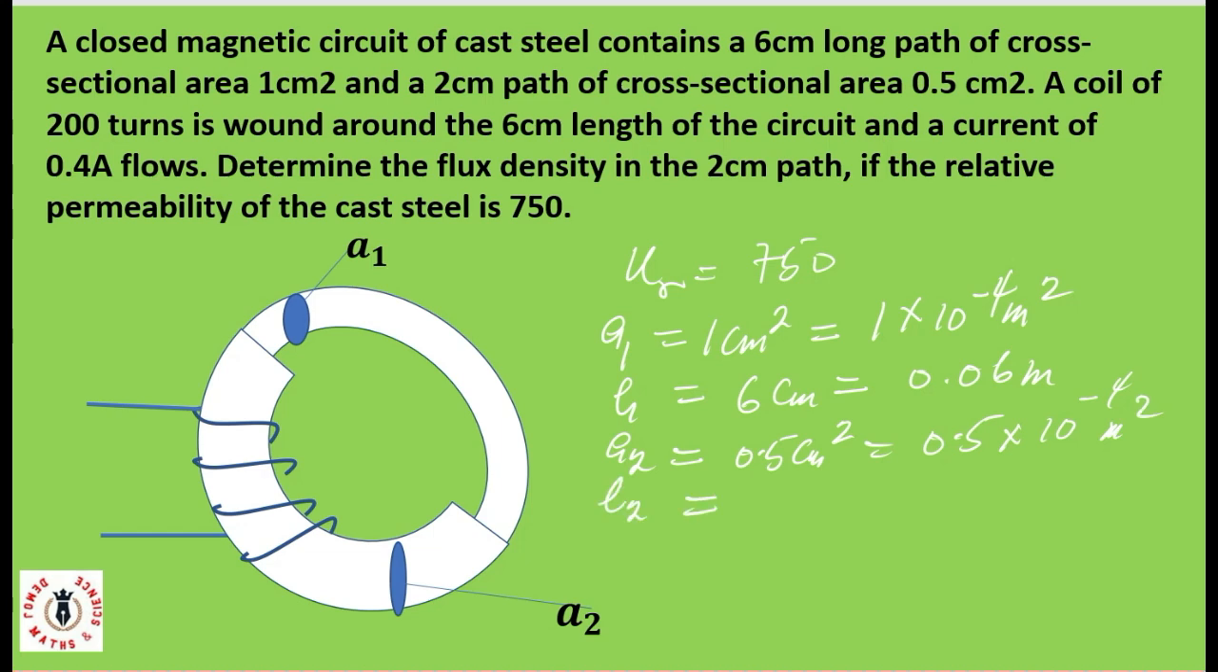L2, which is given as 2 centimeter, that's the same thing as 0.02 meters. Now, with these parameters, we are asked to find the flux density, which is B, for the 2 centimeter part, that is B2. We have to calculate for B2.